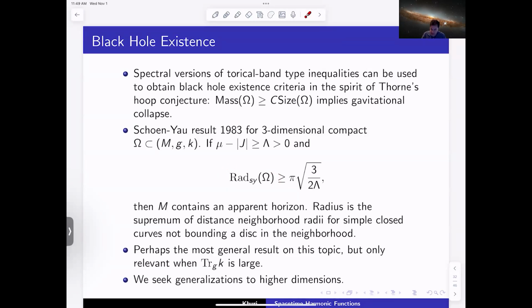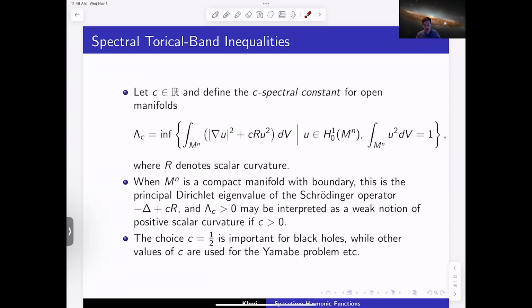And I write the inequality like this because this is related to the bandwidth estimates, which is the way you can establish these types of theorems. So in this direction, we were able to obtain spectral torus band inequalities, and these spectral torus band inequalities give rise to these black hole existence results. That was the initial approach of Schoen and Yau. The impetus for this sequence of results was to obtain a higher dimensional version of the Schoen-Yau black hole existence problem. So the first step is to obtain a spectral torus band inequality.